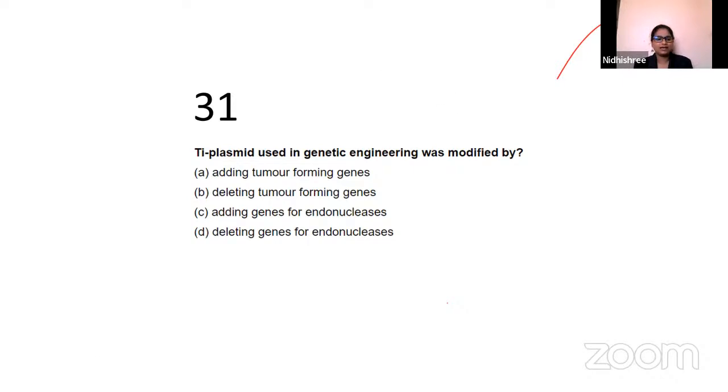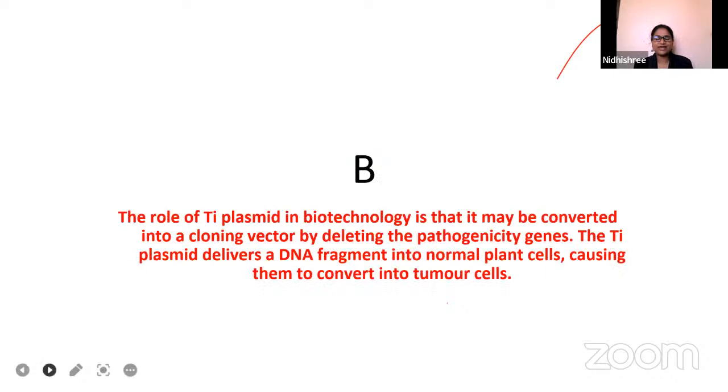Let us see what is the correct answer. Read option B: the role of T plasmid in biotechnology is that it may be converted into a cloning vector by deleting the pathogenicity gene, the genes which cause pathogenicity. The T plasmid delivers a DNA fragment into normal plant cells, causing them to convert into tumor cells. So option B is the right answer.